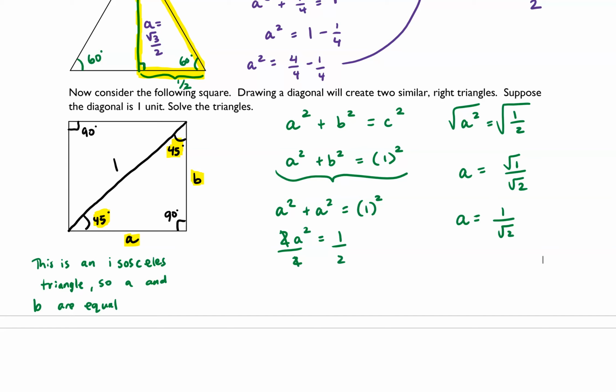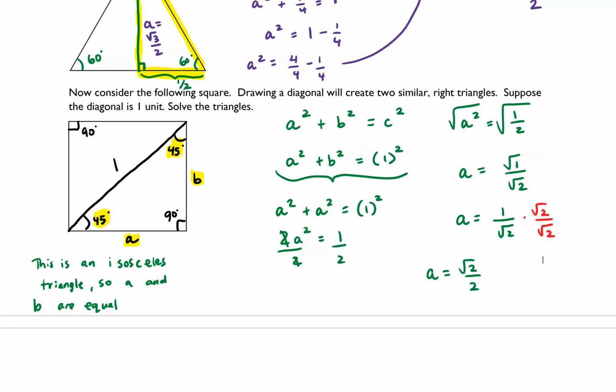Now, hopefully you've learned in a previous algebra class that normally in math, we don't like there to be a square root in the denominator. And so our way around that is we rationalize the denominator by multiplying this fraction by the square root of 2 over the square root of 2. And that's okay because that's just equal to 1. So we're just changing not the value, but what that number looks like. And so a ends up equaling the square root of 2 over 2.